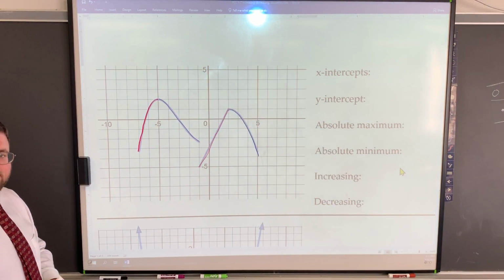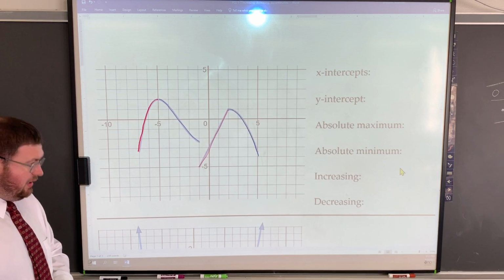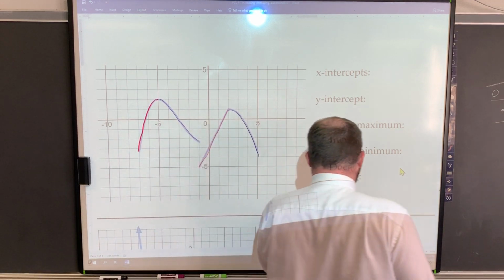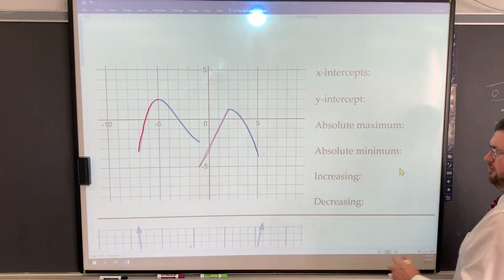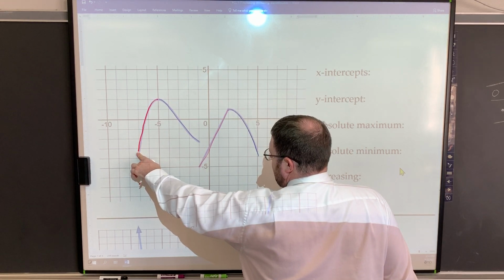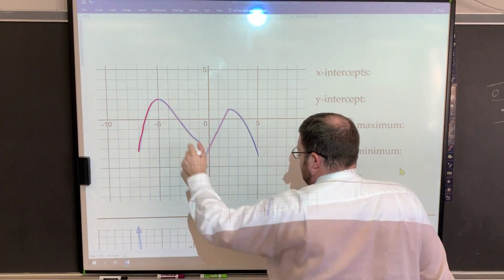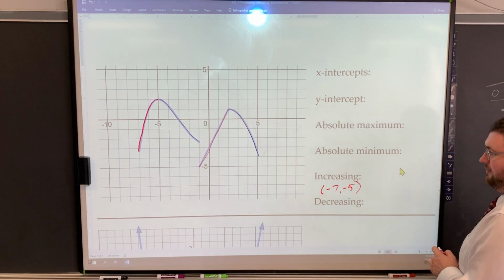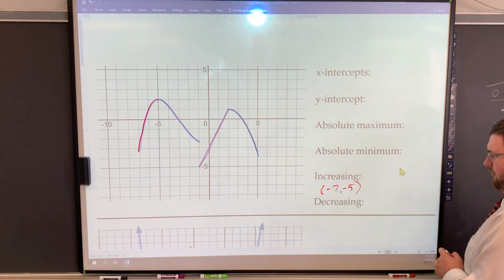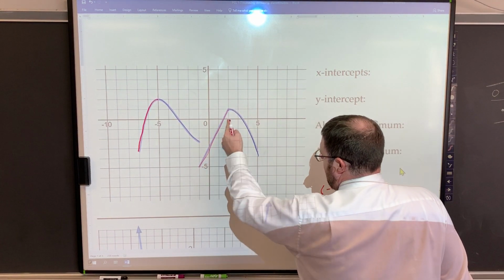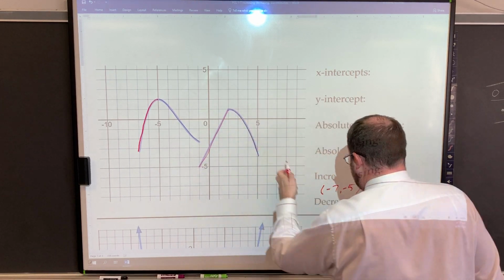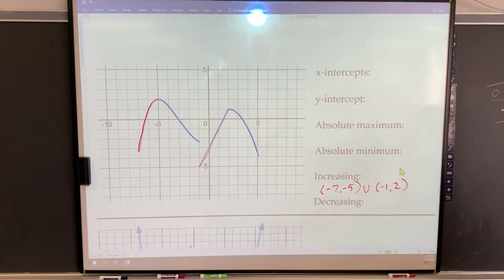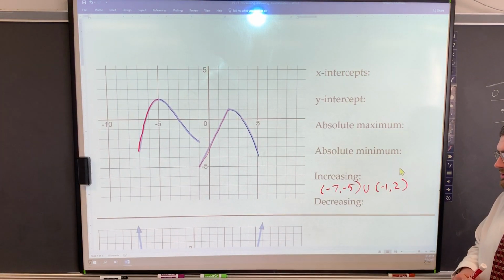And we write that in a specific way. We write it as a domain in interval notation. So for increasing, we have the red. We're going to do a domain for that increasing in interval notation. So domain is x values. The x value right there is -7. The x value right there is -5. So it's increasing from -7 to -5. And then the other chunk where it is increasing is right here, that red chunk. So -1 for the x value to 2 for the x value. So -1 to 2, and we're going to put those together with a union symbol, just like we did when we were doing domain a couple of weeks ago.